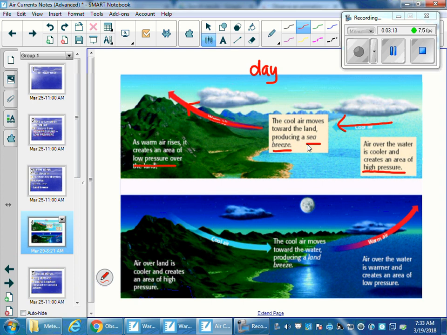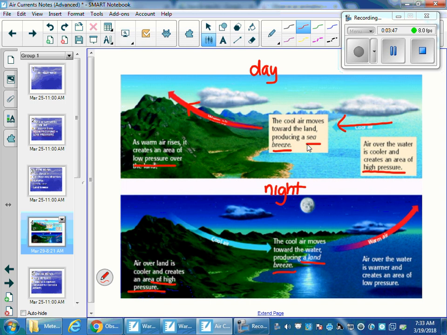Now the bottom part of the diagram here is showing you what's called a land breeze. And this would happen at night or when things are cooling. And this occurs because things also cool at different rates in addition to heating at different rates. So at night, the area over the land ends up being cooler, and this is because land cools down faster than water. When the area over land is cooler, we get an area of high pressure. We get that air sinking because it's cool, and that creates that high pressure.